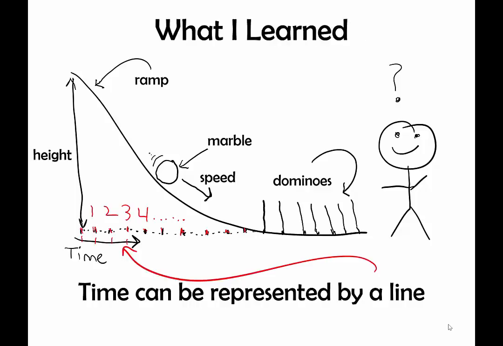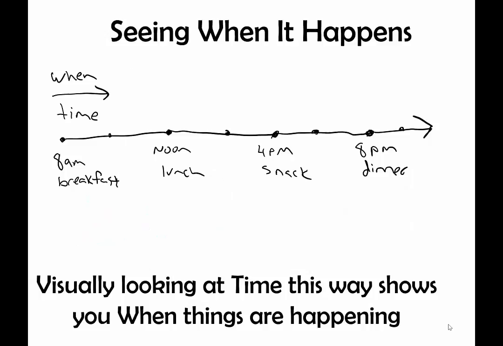What I learned from this is that time can be represented by a line. So here's an example. At 8 o'clock in the morning, you wake up and you get breakfast. At some time later, at noon, you have lunch. At some time later, 4 p.m., you have a snack. At 8 p.m. at night, you eat dinner. At some point, you go to bed, wake up the next day, do it all again. This is a way to visually see time, and this is called a timeline.